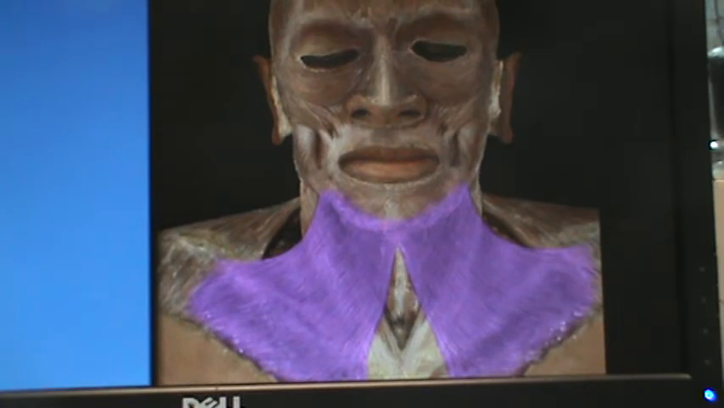Oh my, this is a pretty one. What is the origin of that one? That would be the fascia of the chest. What would be the insertion on this one? That would be the mandible. What would be the action? It tenses the skin of the neck. All right, let's go on.